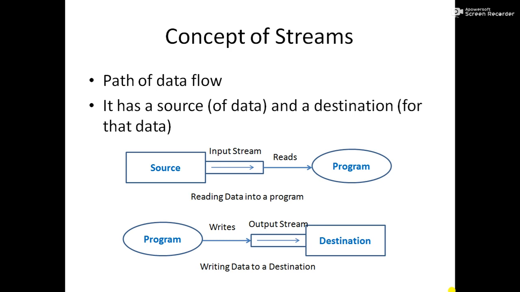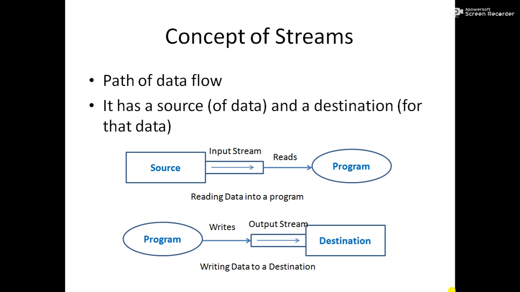Now we will see the concept of streams in detail. A stream is an ordered sequence, a path of data flow. As a river has two banks, and we can move from one bank to the other through a boat, and back again, similarly we have two things for data flow. One is a source of data, and the other is a destination where we want to store that data.